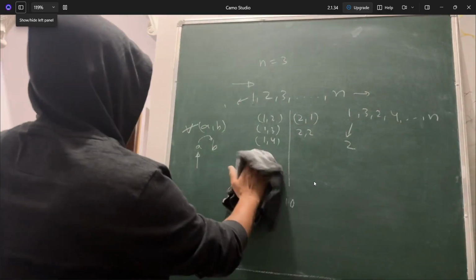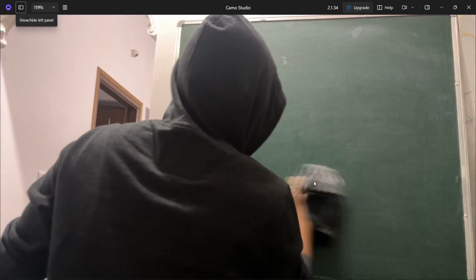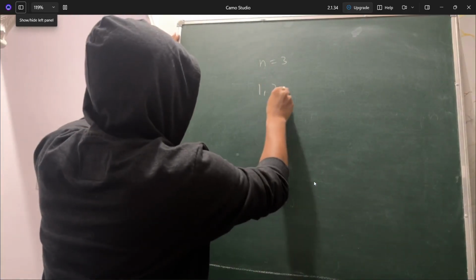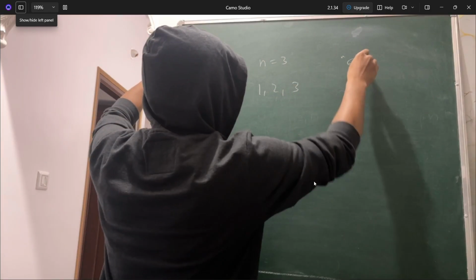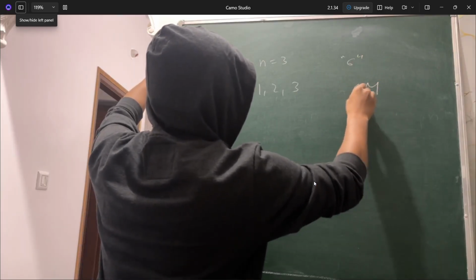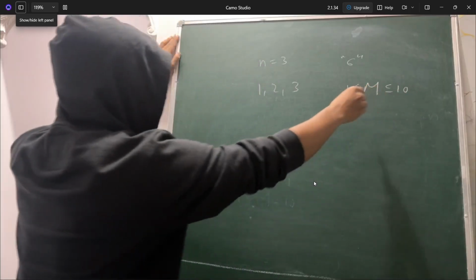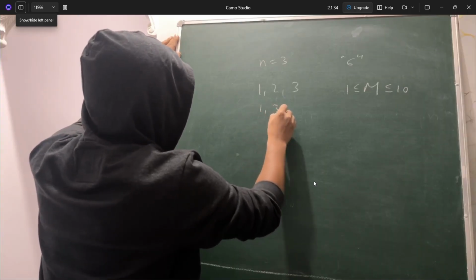In the question, for this example also they have tricked you guys, so it is not that hard. So N is 3. In the example output they have displayed 6, because M is the number of permutations, it is from 1 to 10, so 6 lies in the range, that's why they have taken all the permutations.